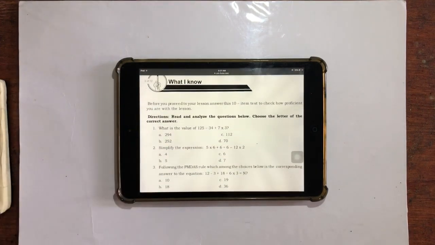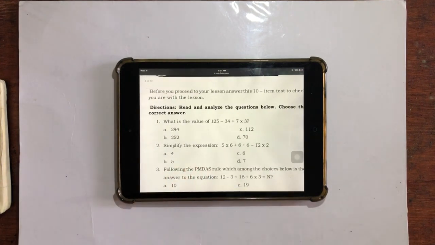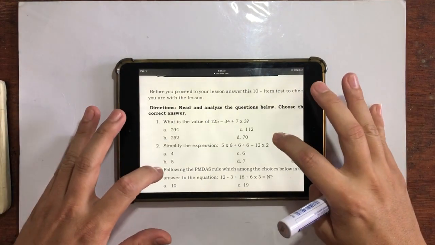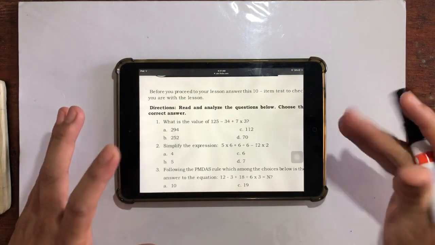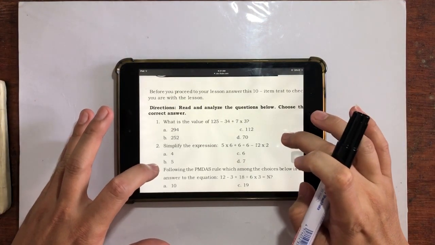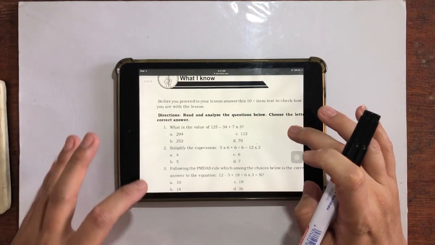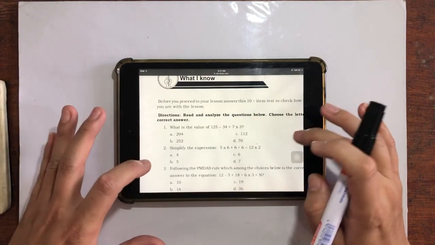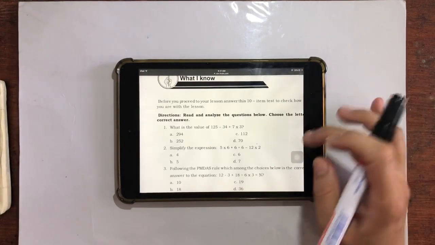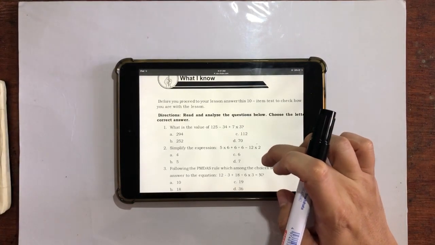So let's find out. As a review, what do you think would be the possible answer? So for example, what is the value of 125 minus 34 plus 7 times 3? So we have some choices. So what we will do is we have to find out. But of course, this is just an example as a review, to know if we know the lesson. Okay? So what could be our possible answer there?